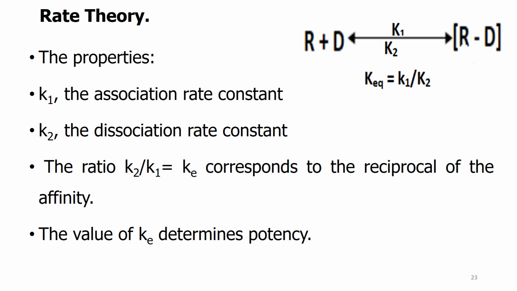Now, what are the properties of the rate theory? Look at the reaction displayed here. First, forward reaction K1, backward reaction K2. And the reaction equilibrium constant is K1 over K2. K1 describes the association rate constant. K2, dissociation rate constant. The ratio K2/K1, which is the equilibrium constant, corresponds to the reciprocal of the affinity. The value of Ke, therefore, determines potency of the drug.